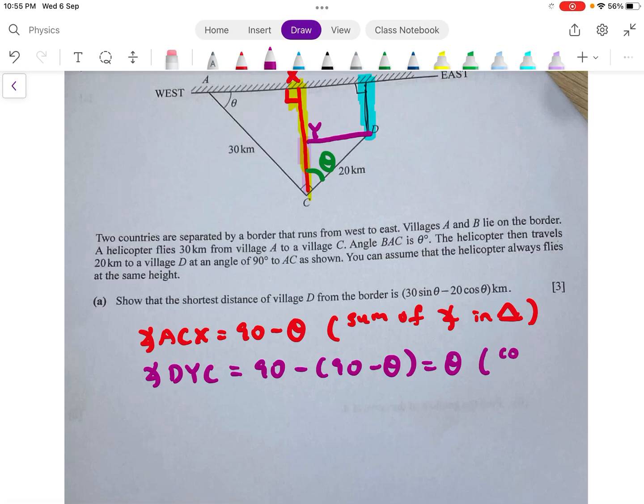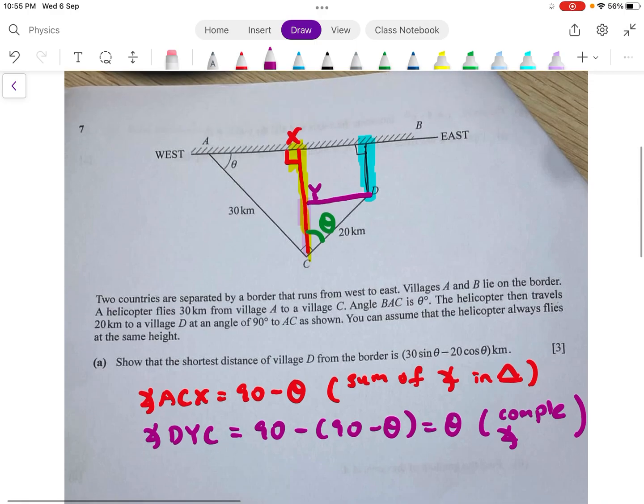Complementary angles are two angles that add up to 90, but supplementary angles are two angles that add up to 180. Okay, so after that, we got our theta already. So now is to do our trigonometry, SOH CAH TOA.